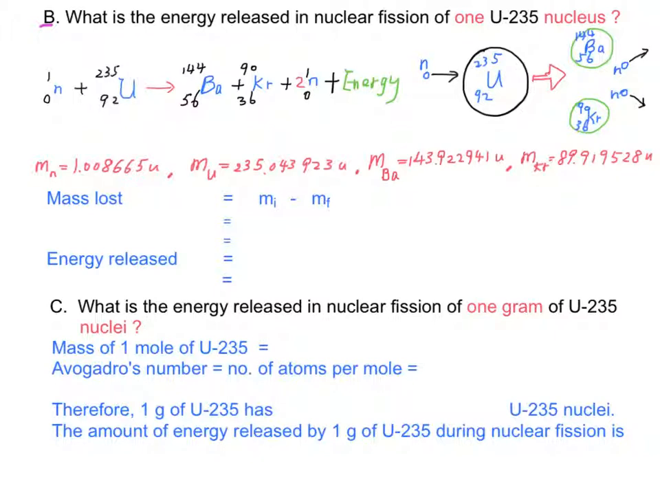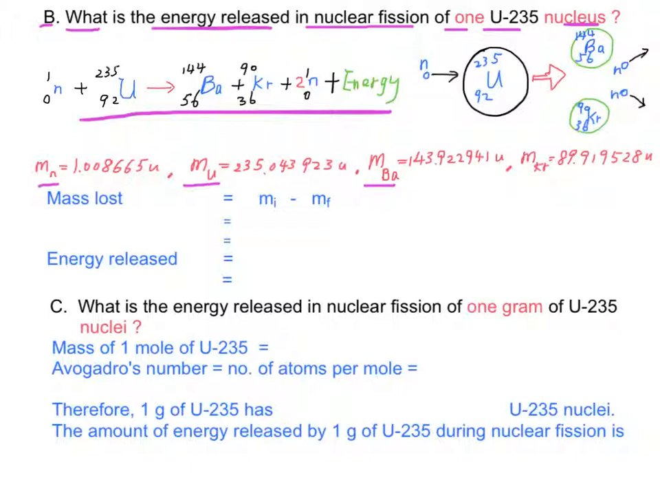B. Let's see what is the energy released in a nuclear fission of one uranium-235 nucleus. For the nuclear fission process shown, the mass of 1 neutron, the mass of 1 uranium-235 nucleus, the mass of 1 barium nucleus, and the mass of 1 krypton nucleus are given.